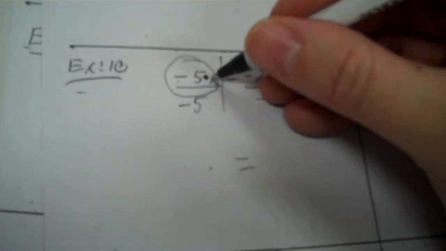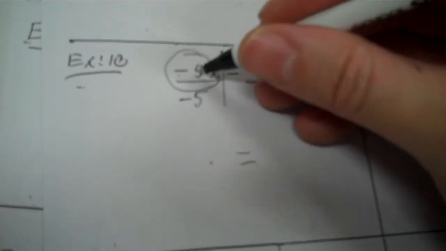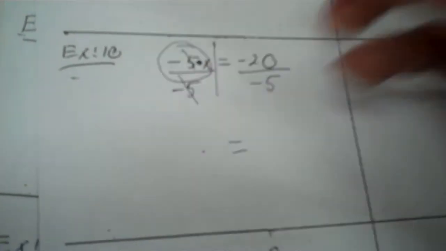So again, when you take x times a number and divide by that same number at the same time, they just cancel, and I have x. And then negative 20 divided by negative 5 is positive 4.